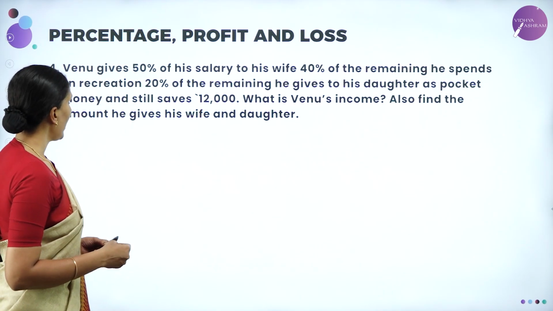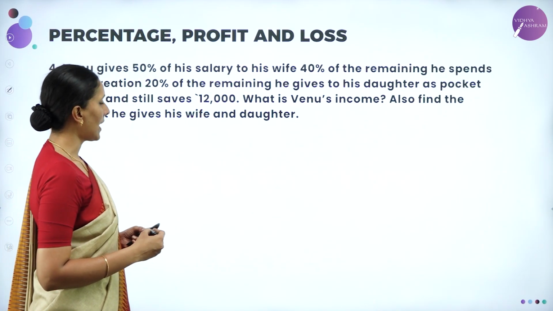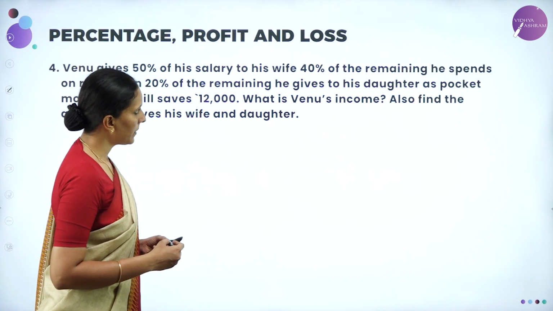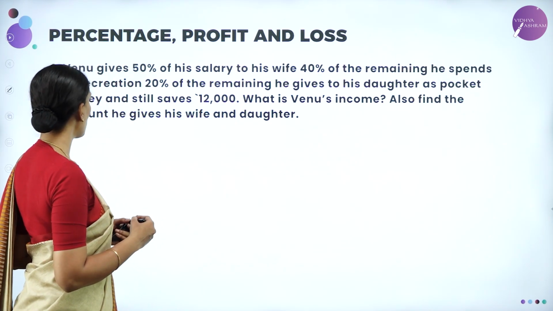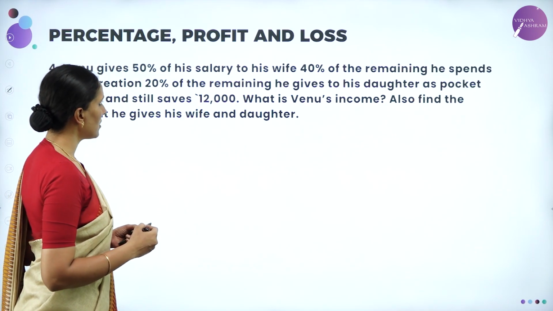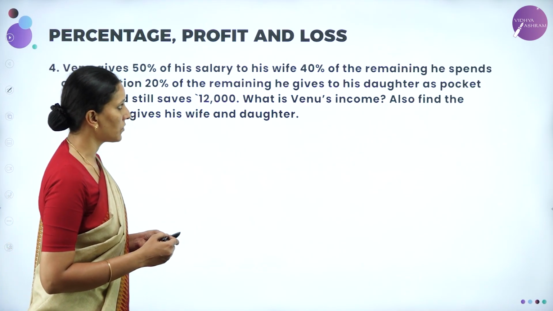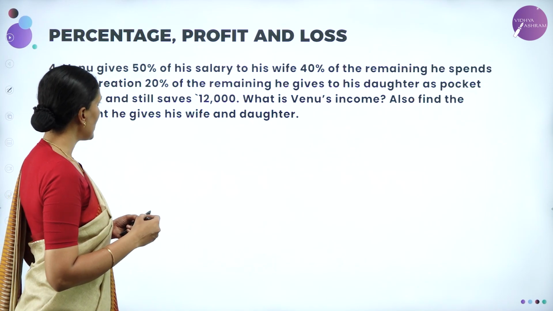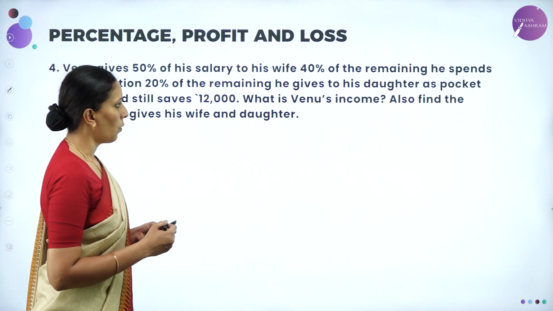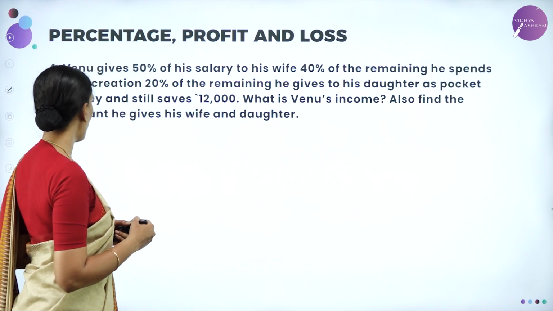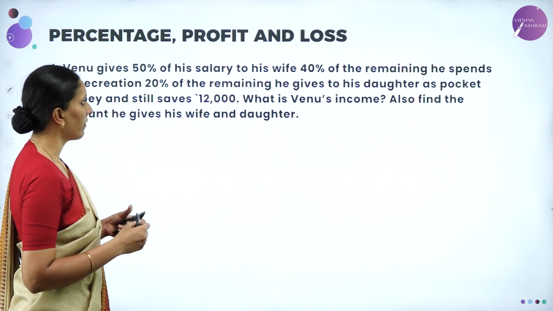Next question. Venu gives 50% of his salary to his wife, 40% of the remaining he spends on recreation, 20% of the remaining he gives to his daughter as pocket money and still saves 12,000. What is Venu's income? Also find the amount he gives his wife and daughter.